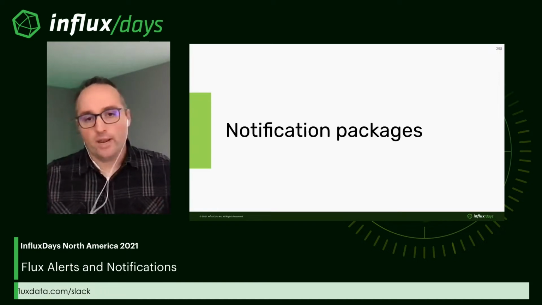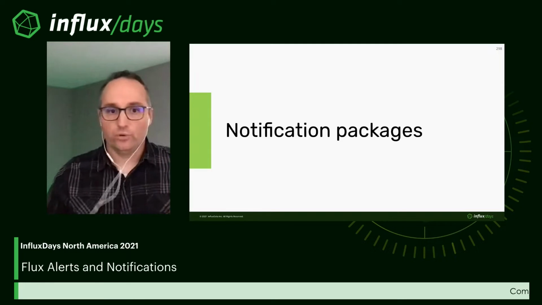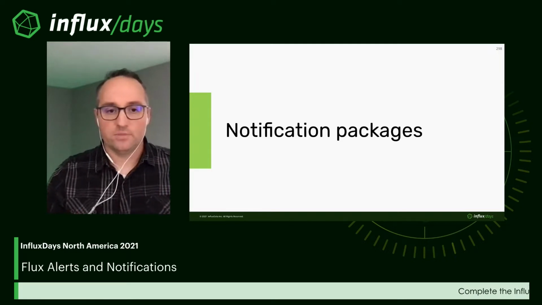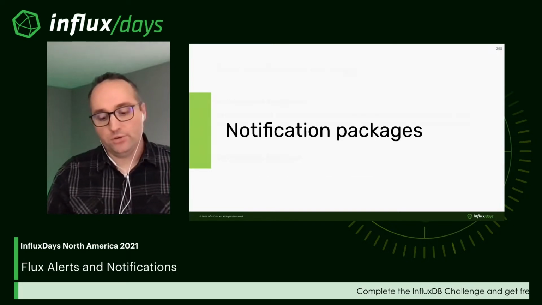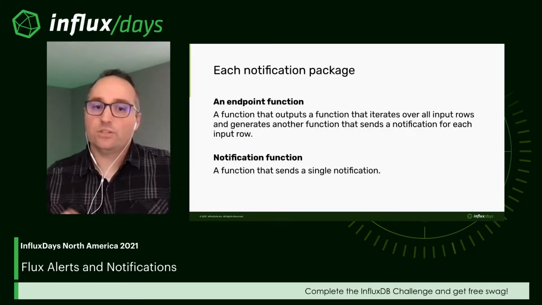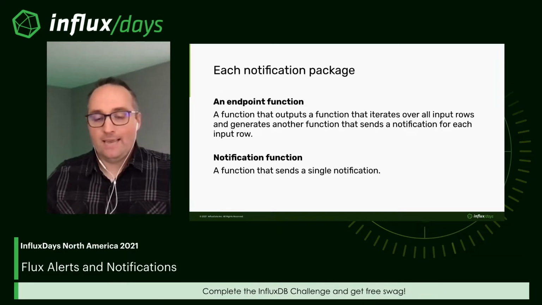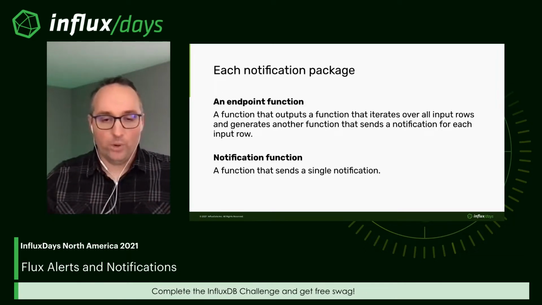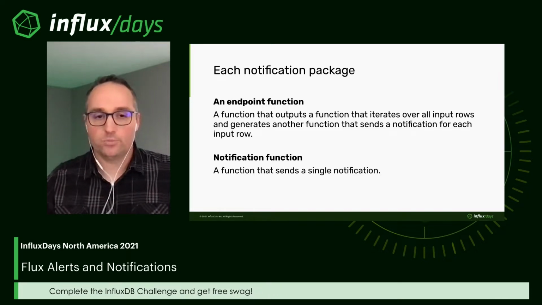So the Flux standard library is organized into packages. These are just logical groups of functions that perform a specific task and are all related in some way. For notification-related packages, they all contain at least two functions. The first one is an endpoint function. And this is going to sound complicated. Bear with me. I'll explain what these do and how they work later in this presentation.